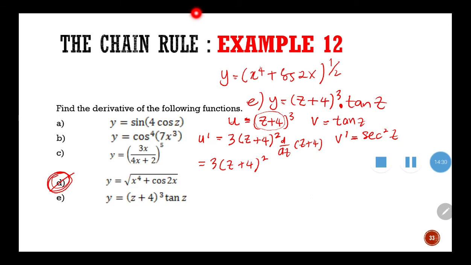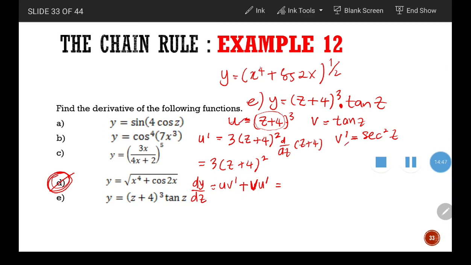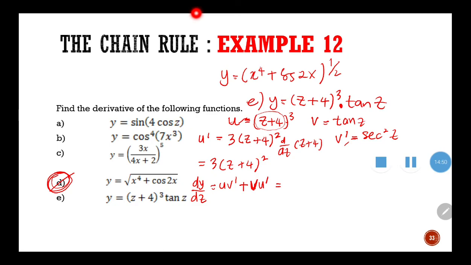That's it. Okay, so in this case maknanya dy over dz is equals to u v prime plus with v u prime kan. So it's gonna be equals to u v prime, this one and this one. So (z plus 4) power of 3 darab dengan secant square z, tambah dengan v u prime. v is tangent z darab dengan u prime is 3(z plus 4) square.